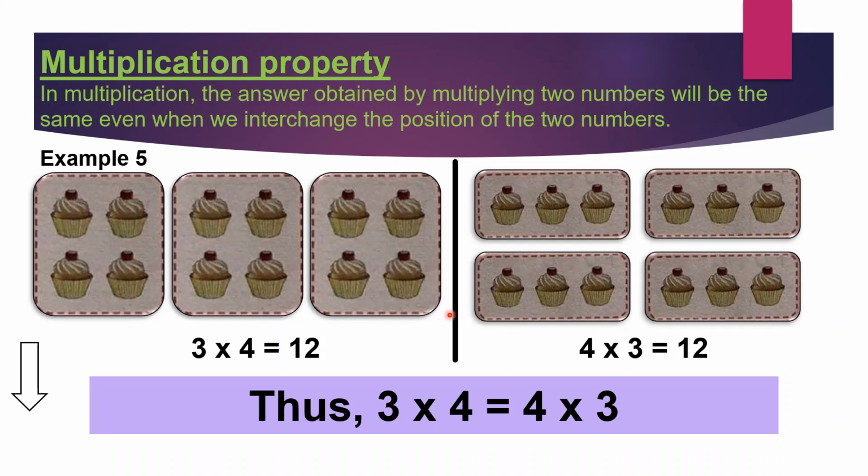Understand? So that means whether we use 3 groups of 4 or 4 groups of 3, the answer is the same. Thus, 3 times 4 equals 4 times 3. Why? Because 3 times 4 is 12, and 4 times 3 is 12. So 12 and 12, they are equal.